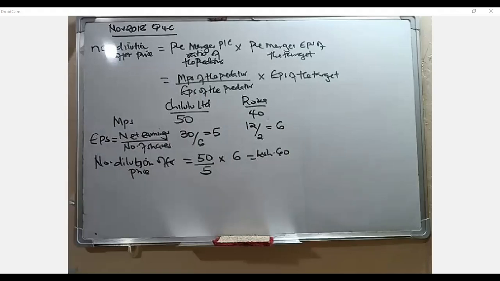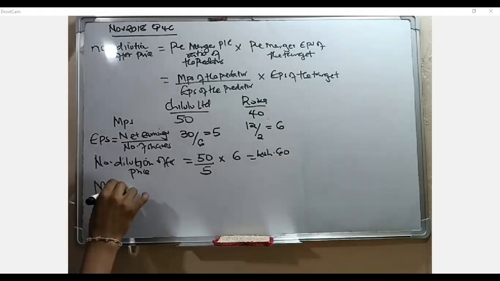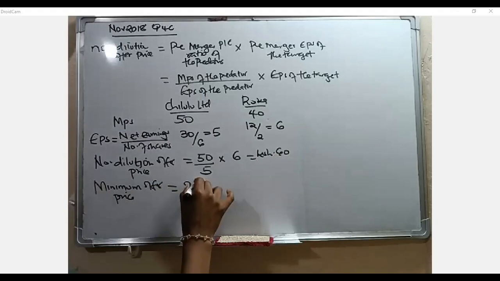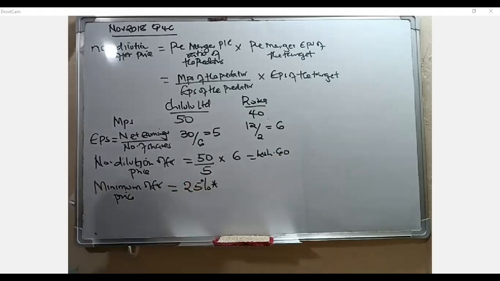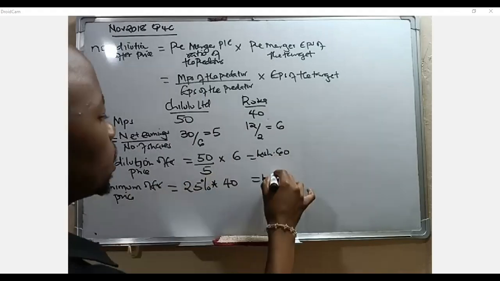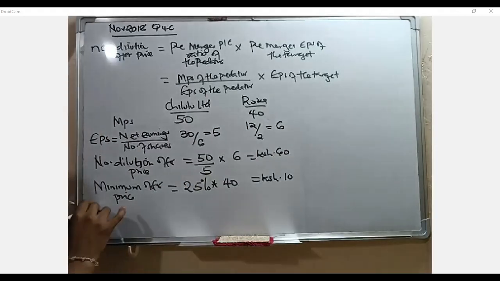Now, because the examiner is asking us to calculate the range, let us look at the minimum. Because we know this is the maximum, let us look at the minimum offer price. In the additional information, the examiner is saying Chilulu Limited will have to offer a minimum of 25%. We multiply by the least they can accept, which is 40%, and this translates to Kenya shillings 10.